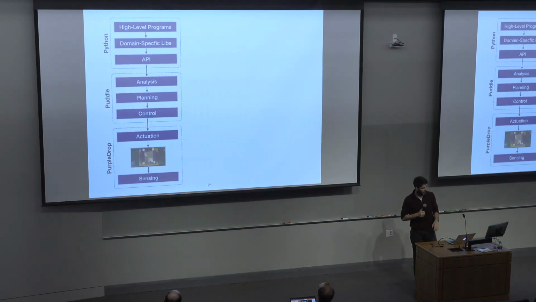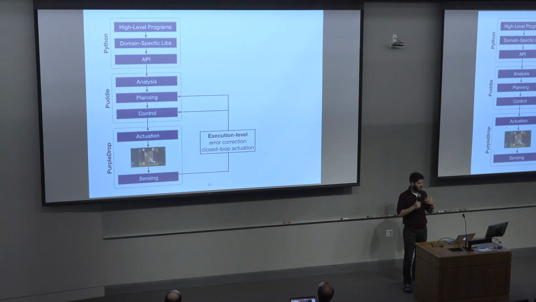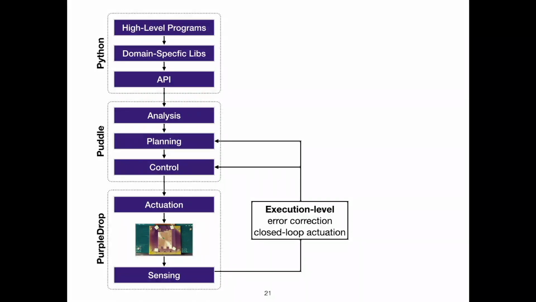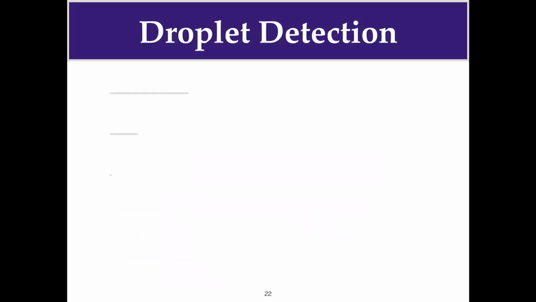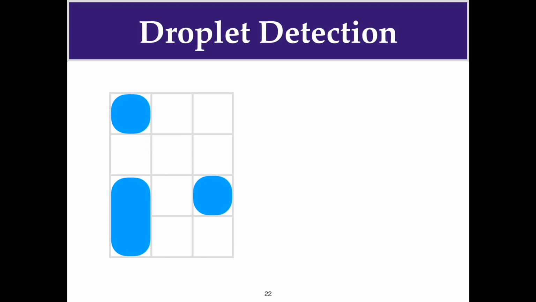Cool. So again, just to tell you some of the cool things you can do with this, there's kind of 3 things you could do with Puddle, and they're all sorts of decisions that you couldn't make before. So you can make decisions at the execution level, which is where you take sensor data and you feed it back into the planning loop. So Puddle's using this to make your program run better. And one good example of this is droplet detection.